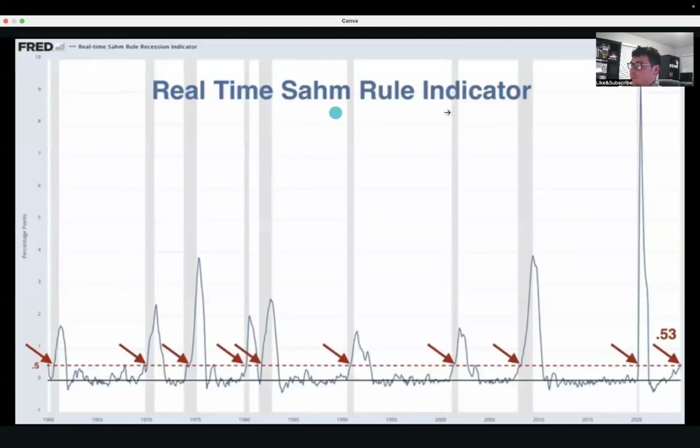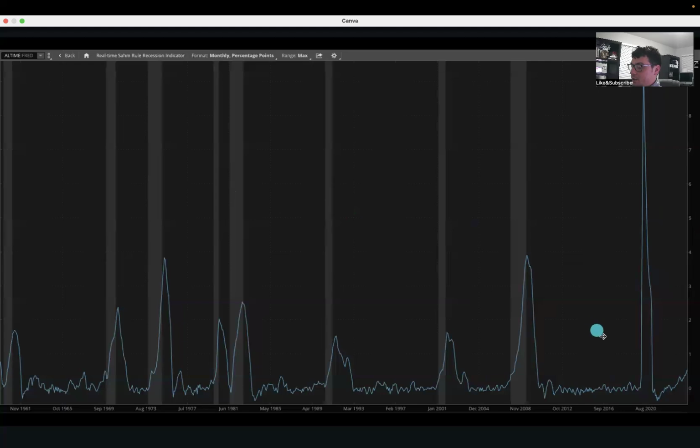Now, this is the real-time SOM rule indicator, and it's at 0.53 right now. The shaded areas here are recessions. Each time we cross above, you see that we are in a recession, right? And you can take a look at it here.